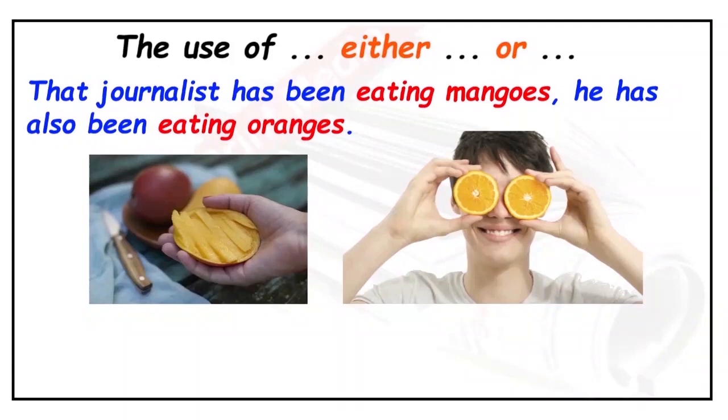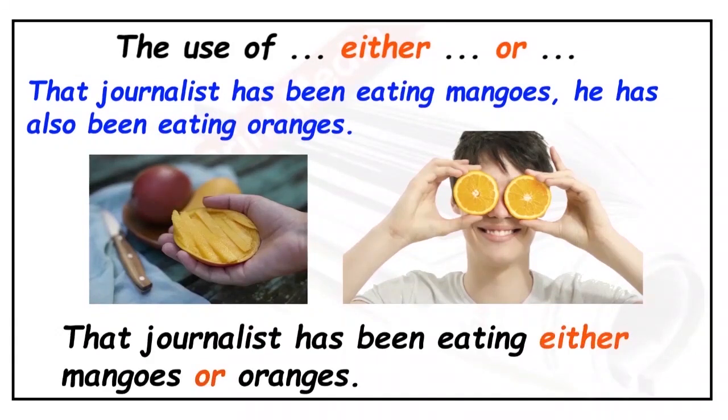Hope you are moving on with me. The answer here will be that the journalist has been eating either mangoes or oranges. So it is one person who is eating mangoes and at the same time eating oranges.